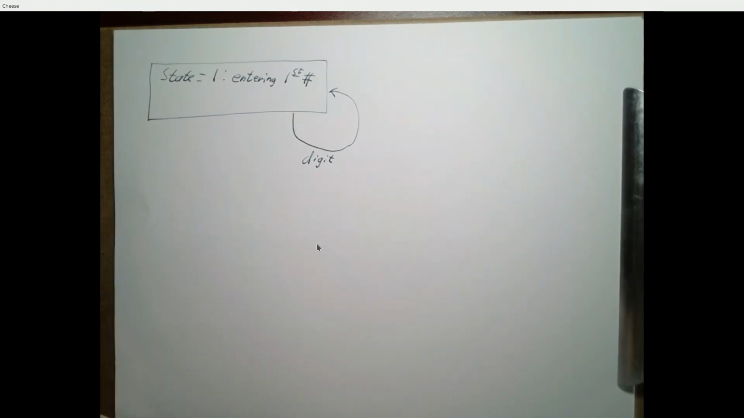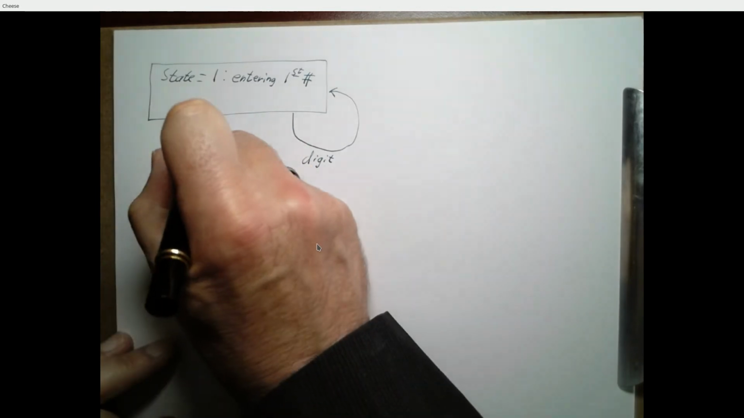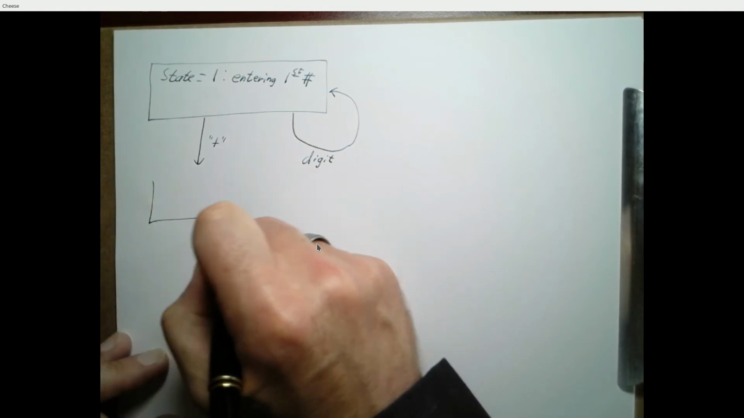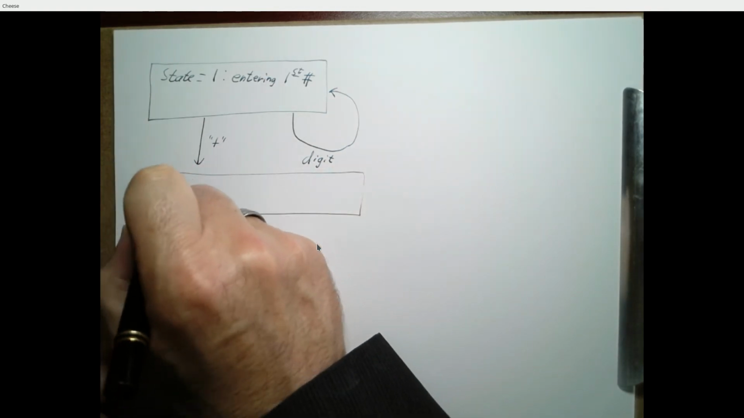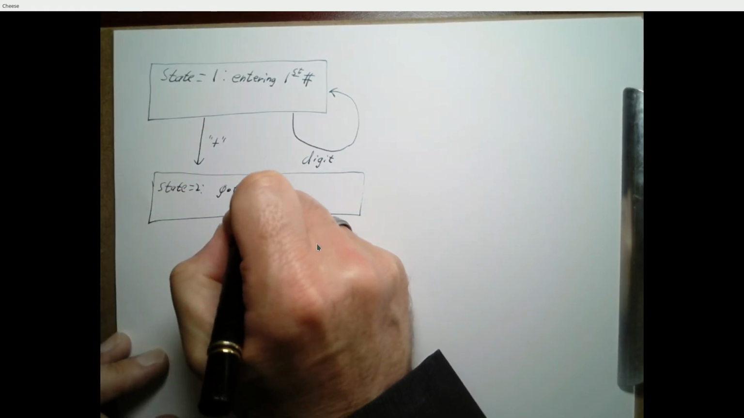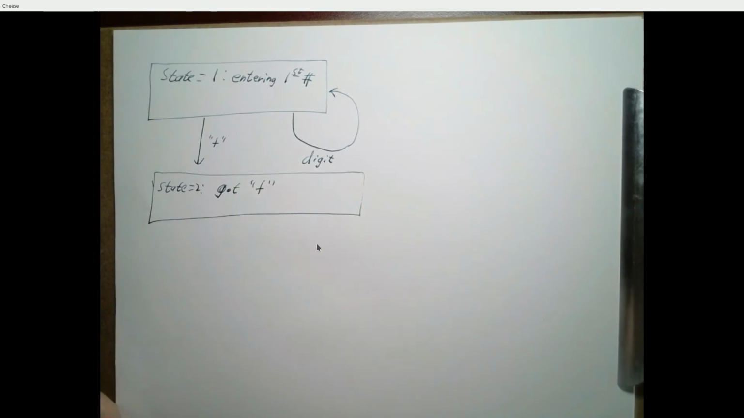How do we get out of this state? What's going to change us from this state to something else? The plus sign. So if they hit a plus sign, we're going to go to a new state. We'll call this state 2. And state 2 is just going to say we got a plus sign. And when they hit a digit at this point, then we're going to go into a new state which says now we're entering the next number.